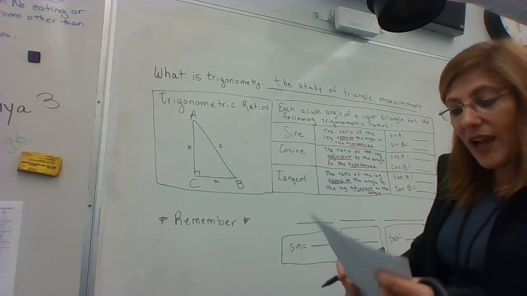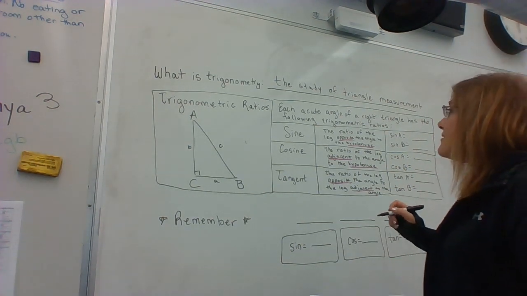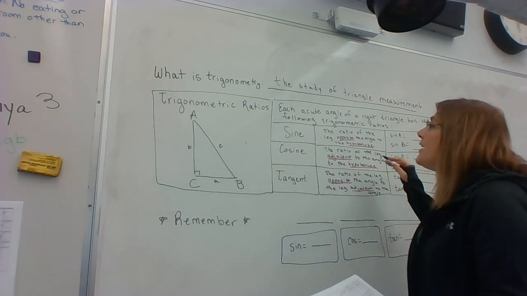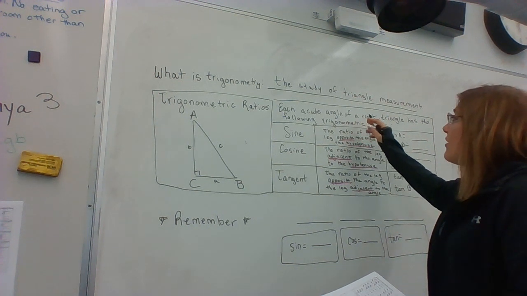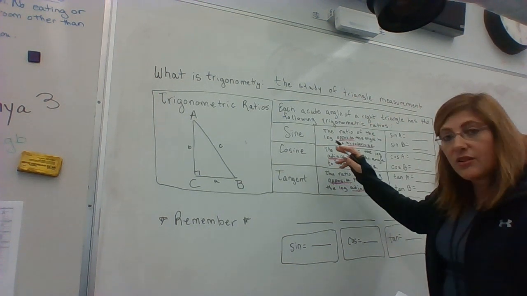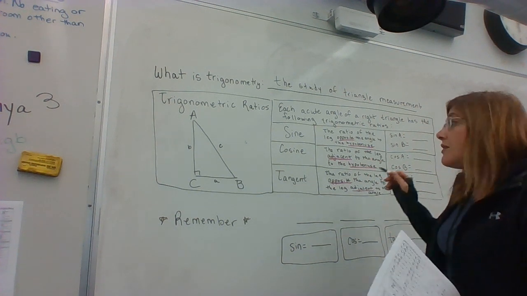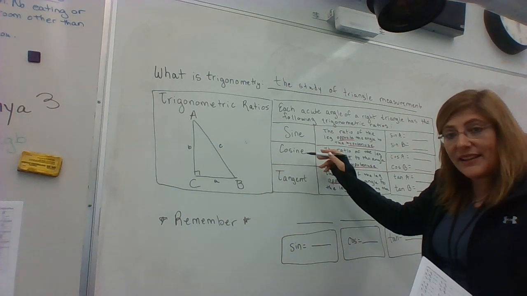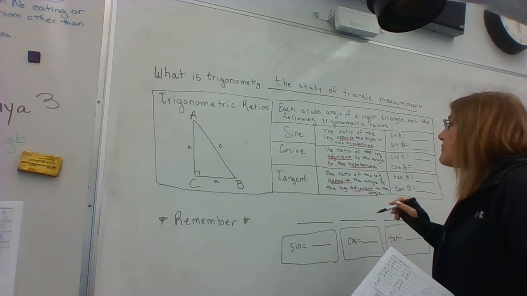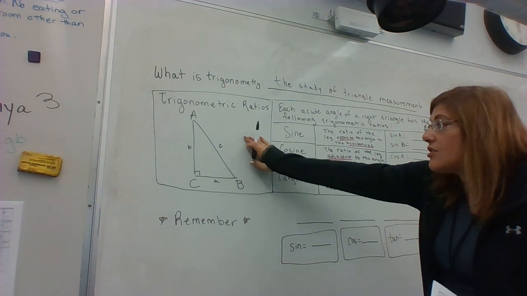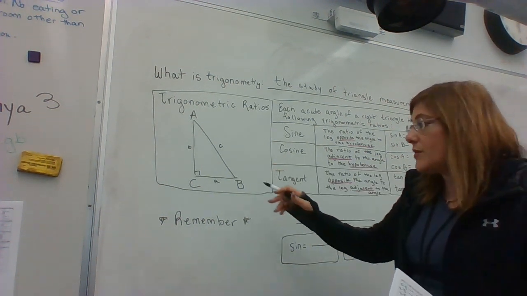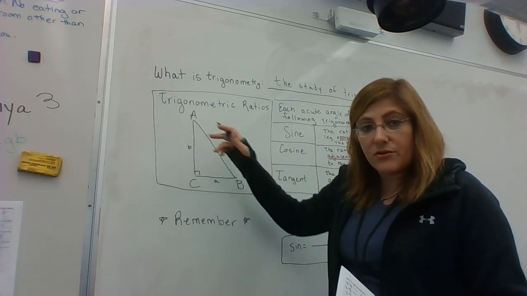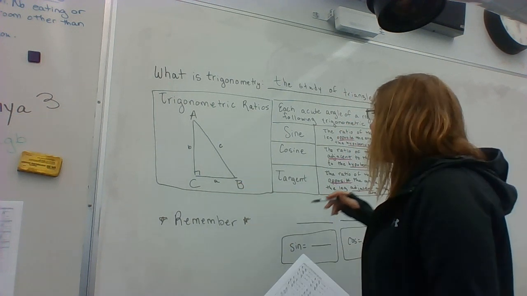So anyway, let's look back at our notes. And it says trigonometric ratios, and I drew a cute little right triangle. Then we have each acute angle of a right triangle has the following trigonometric ratios. So we're going to go over what they are. They're called sine, cosine, and tangent. So the sine of any acute angle in a right triangle, meaning not this angle, but either this one or this one, A or B, because those are acute angles. This one's a right one.